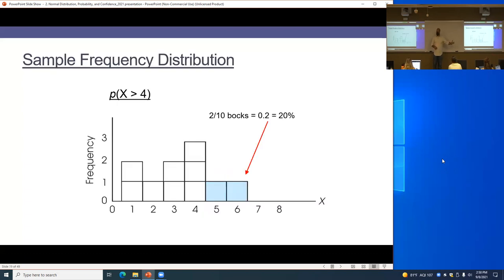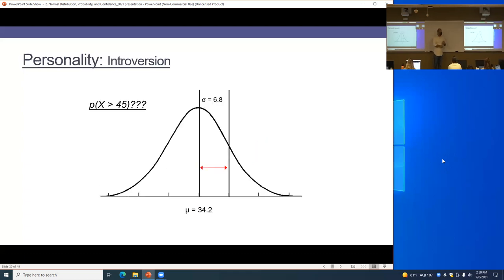Okay. So the area underneath the curve, all of this corresponds to probabilities. Same thing here, we've got kind of a weirder looking curve, right? But we can take these same principles, apply them to this smooth theoretical curve and start to draw inferences about the likelihood of obtaining some score here that will be greater than 45. So I know I've got a mean of 34.2, standard deviation of 6.8. What I want to know is the probability or the likelihood of randomly selecting a score greater than 45 out of this distribution.